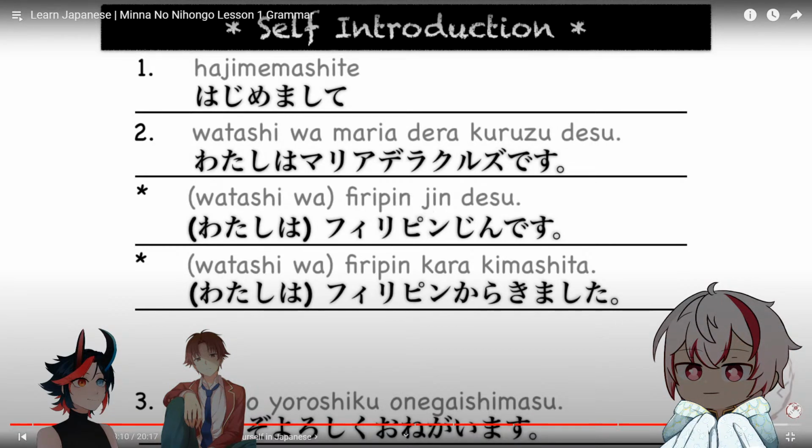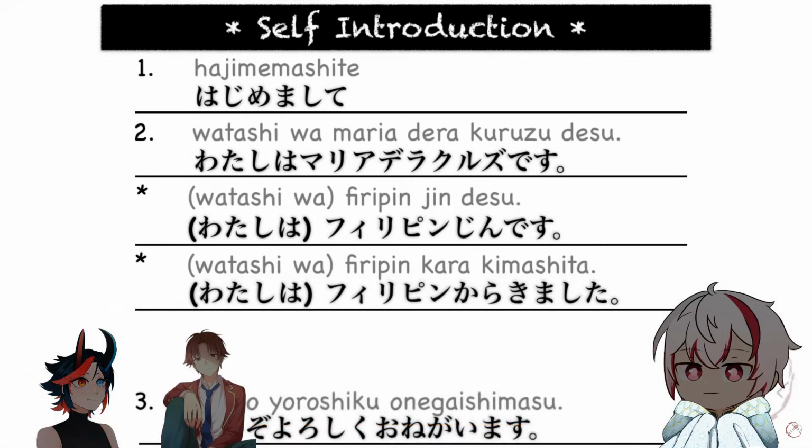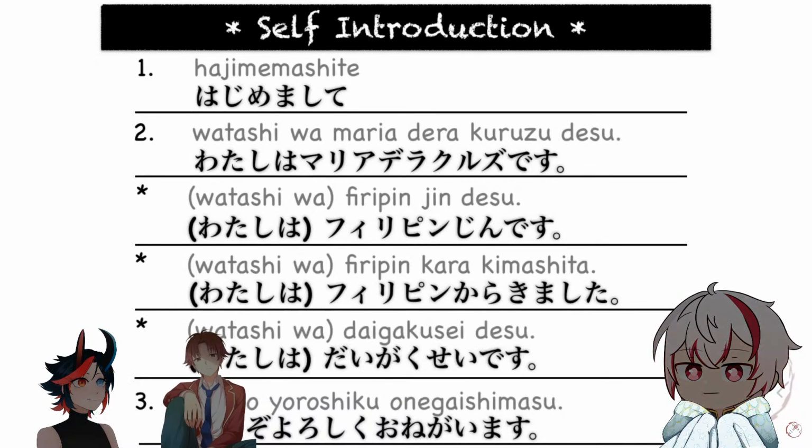Watashi wa can be dropped because it is already implied in the sentence. So, 私はマリア・デラ・クルスです。フィリピンから来ました。Philippine kara kimashita. And you can also tell them what you do. If you're a student or if you work, you can tell them. In this example, I am a student. 大学生です。I am a student.